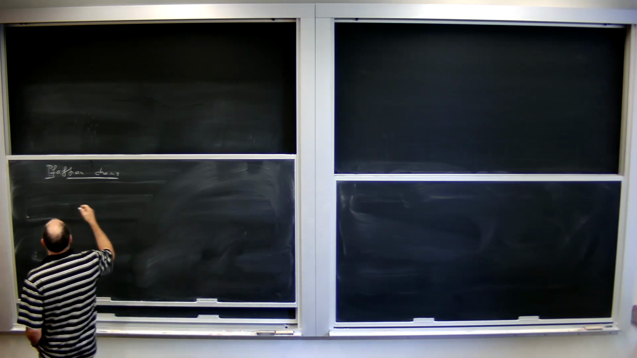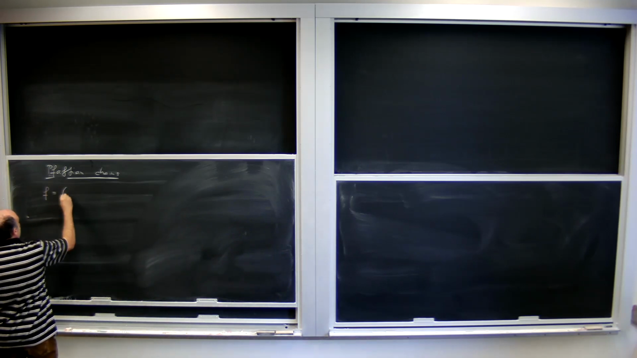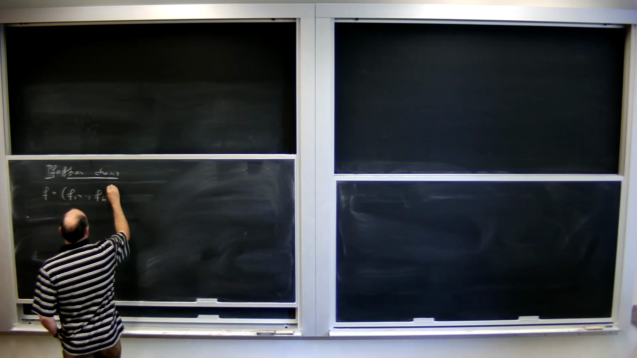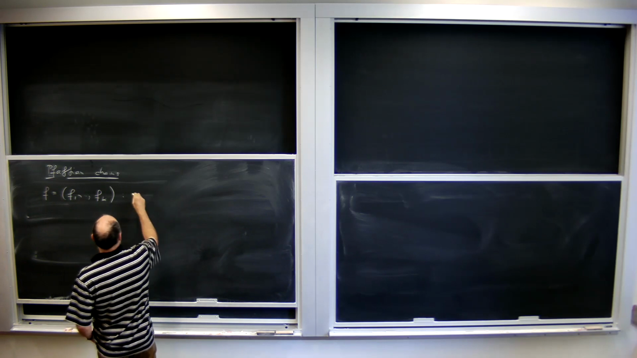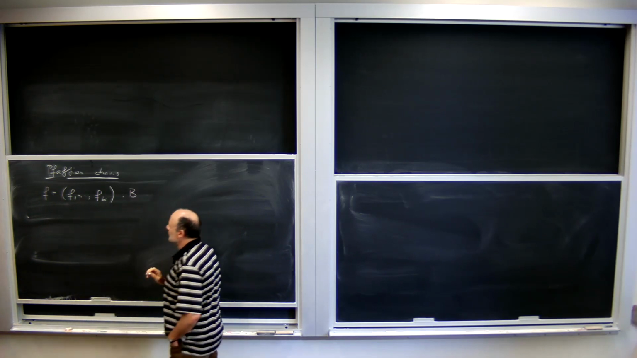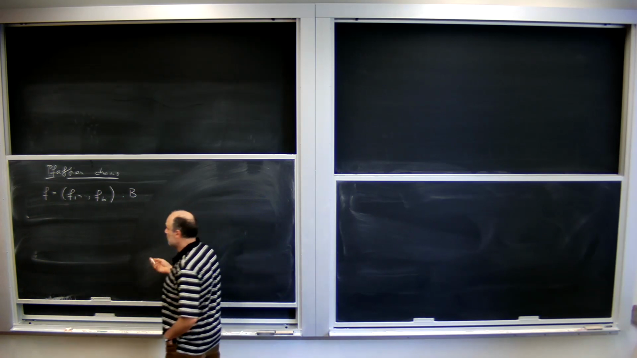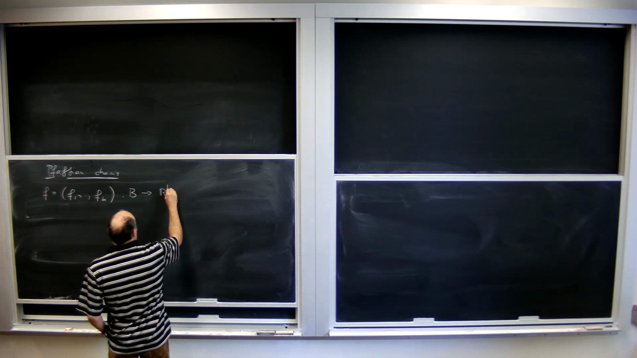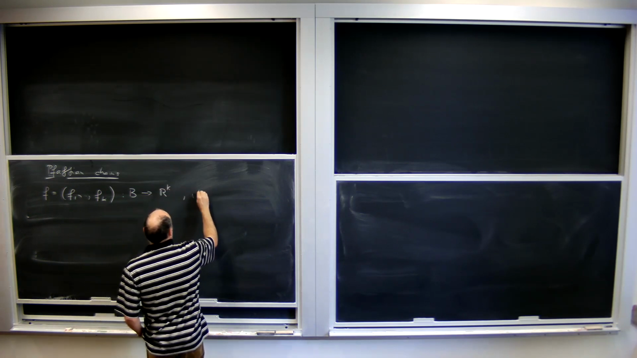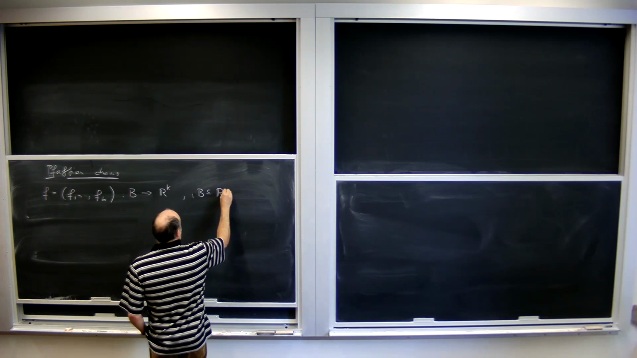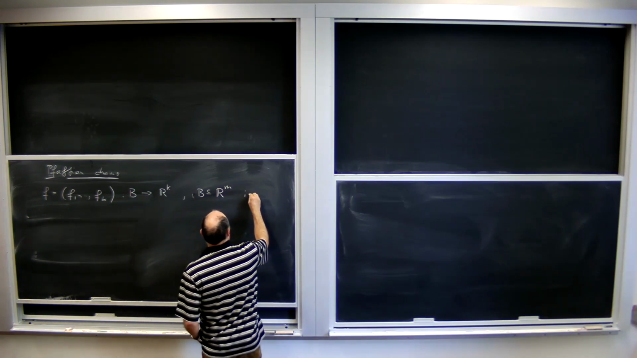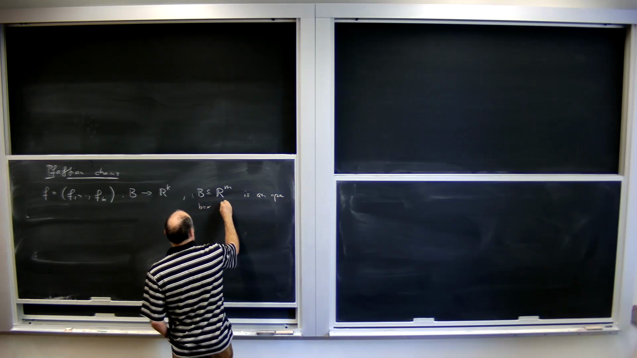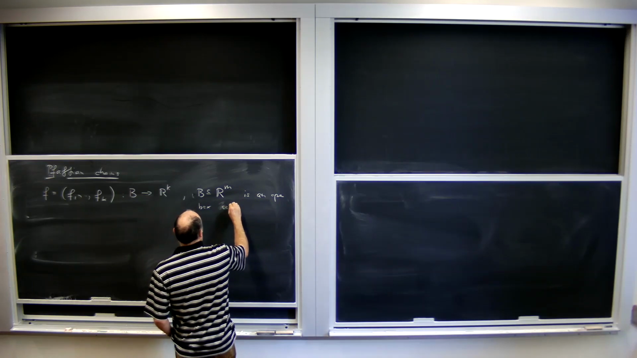Right, so a Pfaffian chain is a tuple of functions. Let's say a k-tuple of functions defined on some, for me now in this talk, it's going to be a box that contains the origin. And so that will take values in R^k, where B, so let's say in R^m, is an open box containing the origin.